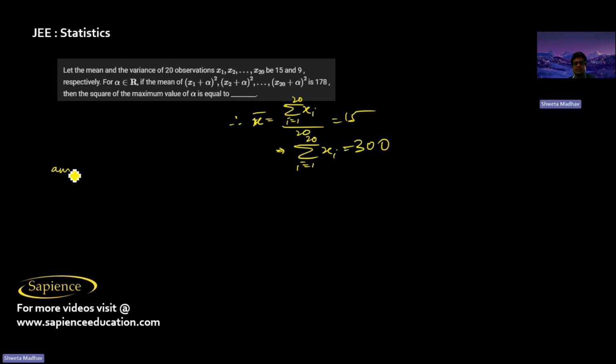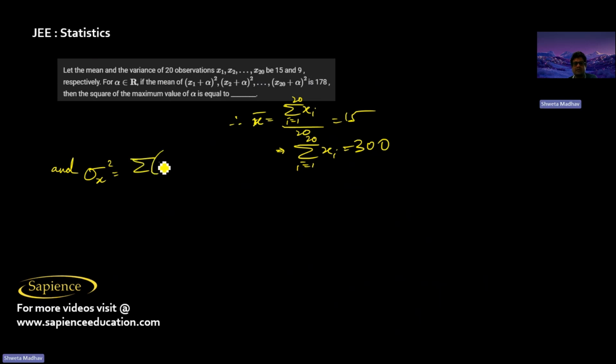And here it has been told that the mean and the variance of 20 observations, x1, x2 till x20, are 15 and 9 respectively. So therefore, the mean value, x bar, that is summation xi, i goes from 1 to 20, divided by 20, is equal to 15. So I can say summation xi, i goes from 1 to 20, is equal to 15 times 20, so 300. And similarly, variance, that is sigma square, is equal to 9.